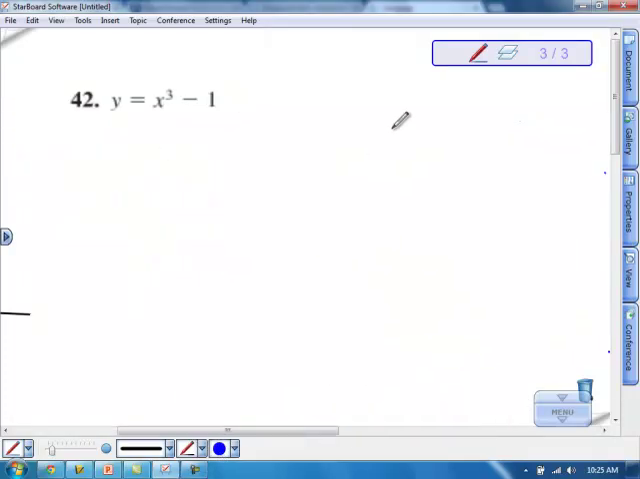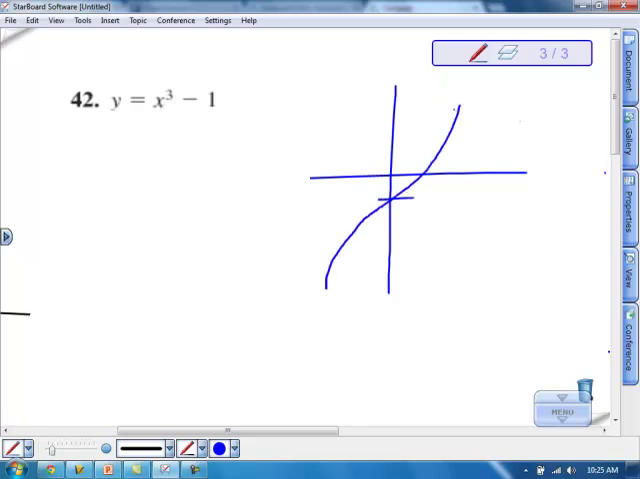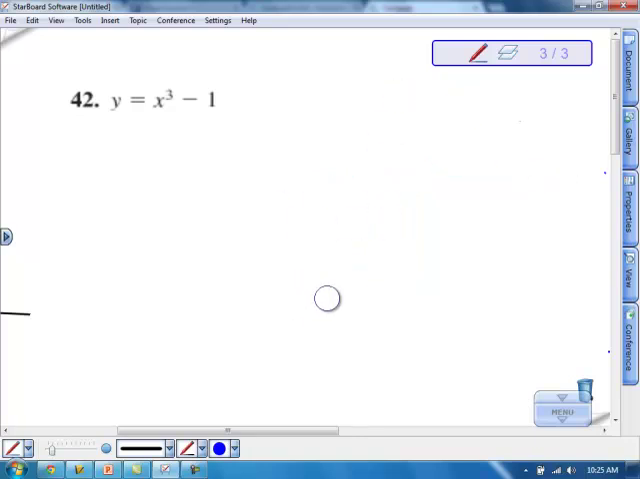So let's try another one. Let's try number 42. We know what this function looks like. I mean, hopefully you guys will too. It's a cubic function that's shifted down 1 unit, so it looks like this. Obviously, this is not symmetric about the x-axis, the y-axis, or the origin. So I know that none of these tests are going to work. But we still should do them.